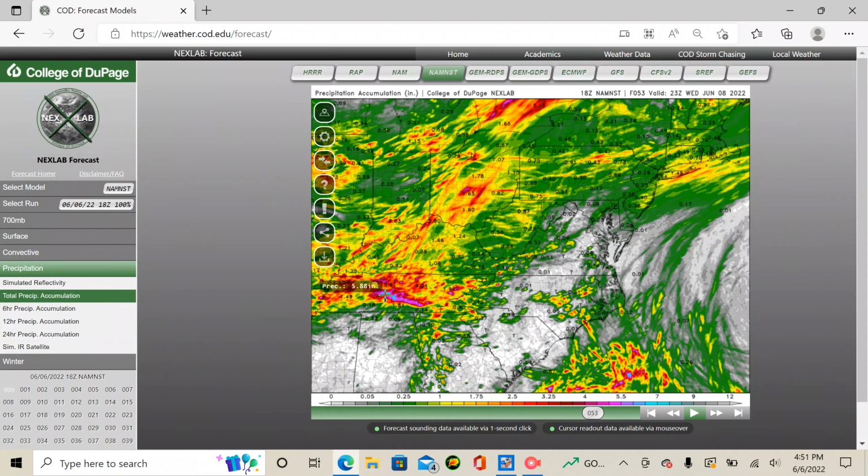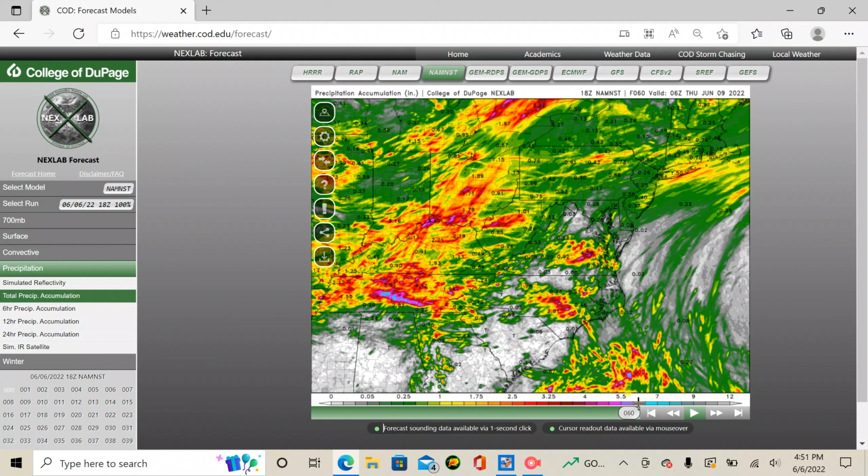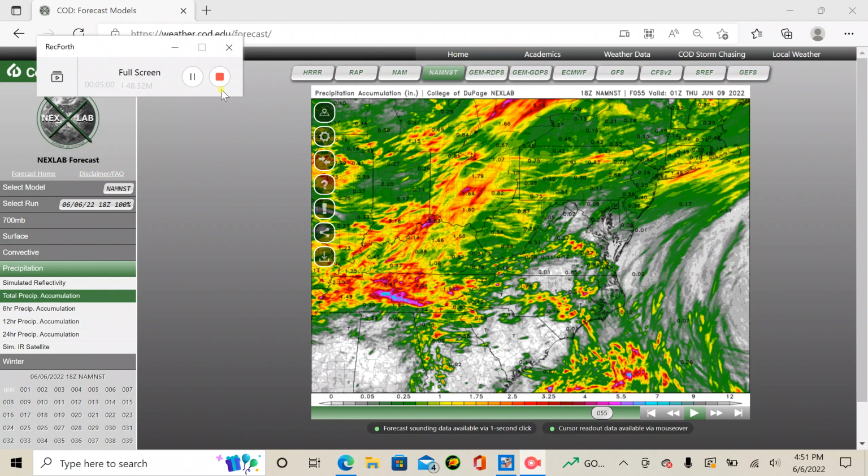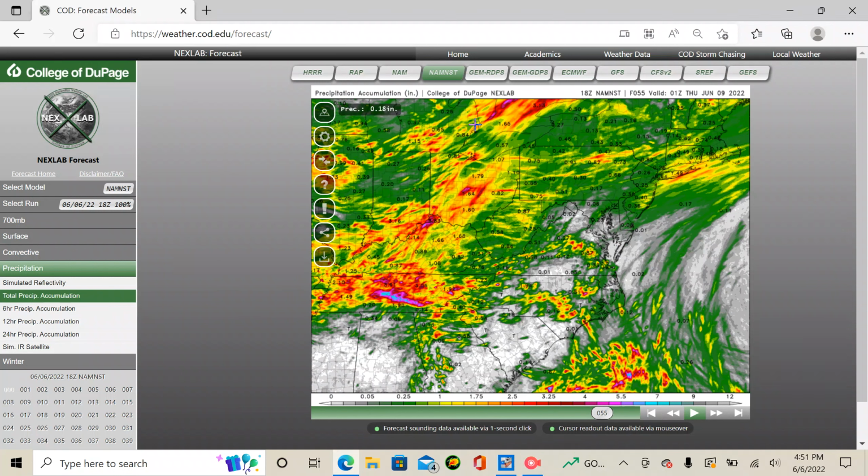You can also look at the total rainfall, like here there's a big corridor of 5+ inches of rain. Some of these models can be extremely useful at times whenever trying to forecast for severe storms.